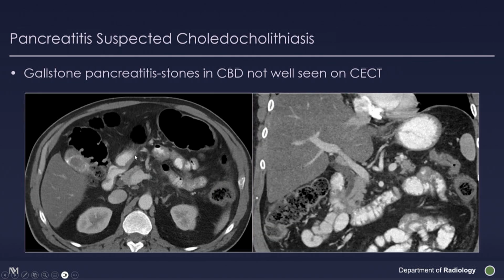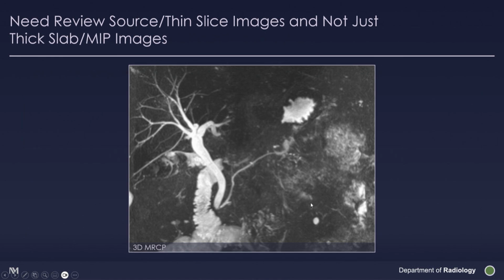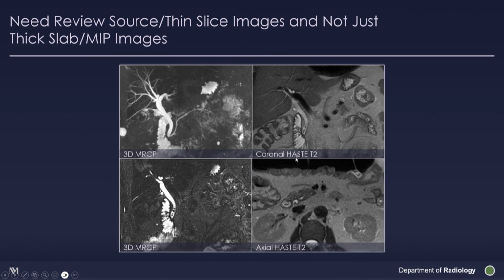Here's a typical patient with gallstone pancreatitis, where the patient has some gallstones and pancreatitis. On the CT, you might hallucinate some stones, but in this case, it was very difficult to see the presence of stones. The reason I show this is because you don't want to just rely on your MRCP images. If you just look at our MIP image, we don't see any stones, but obviously what you need to do is look at your source images.